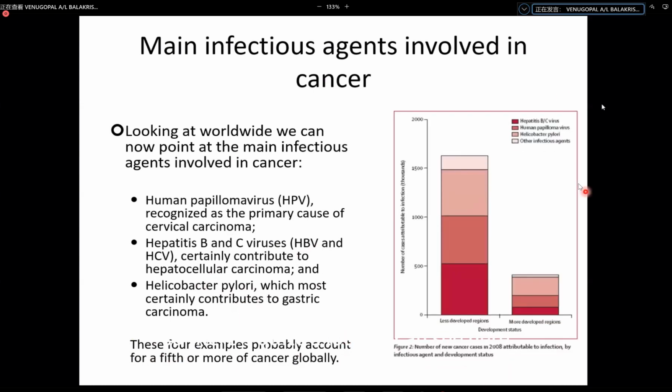You can see how much they contribute, especially in less developed regions, because sanitation and cleanliness are an issue, so the infections get transmitted very easily.